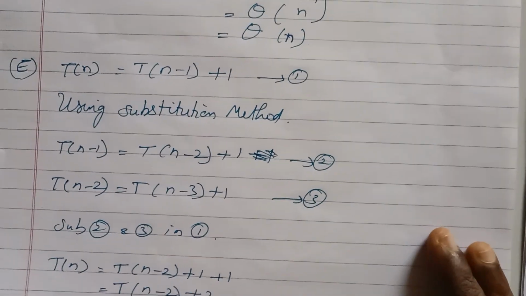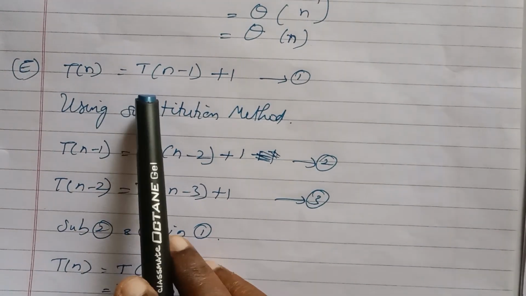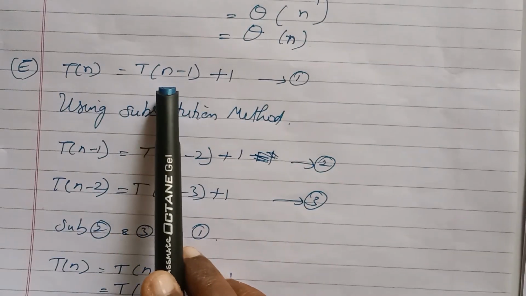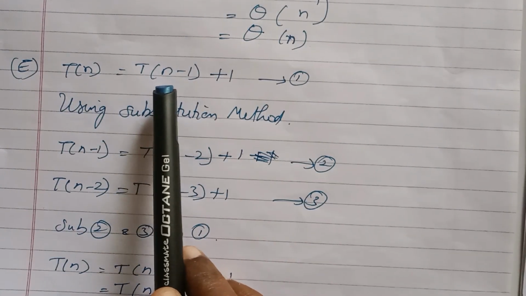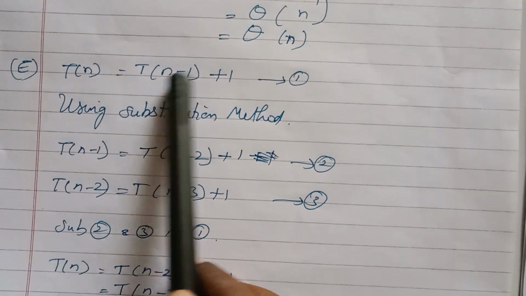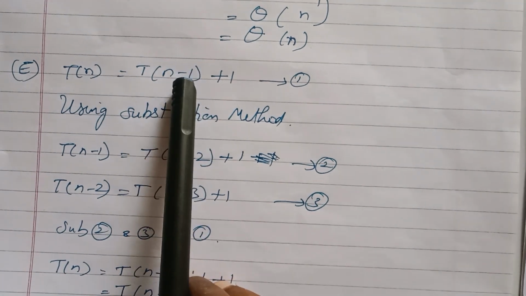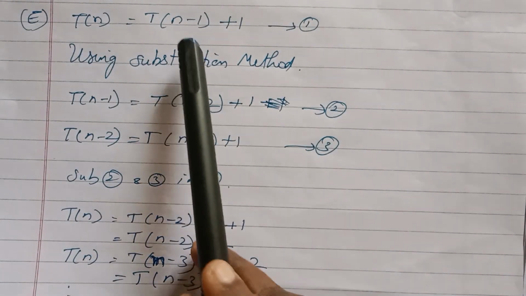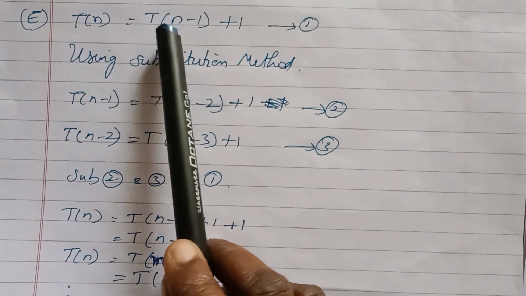Next, the last option, that is E, is given as T of n is equal to T of n minus 1 plus 1. Here you see that it is not of the form T of n equal to aT(n/b) plus f of n. So it is not of this form, so you cannot do this with the Master's theorem. So you have to use the substitution method because it is an easy method.